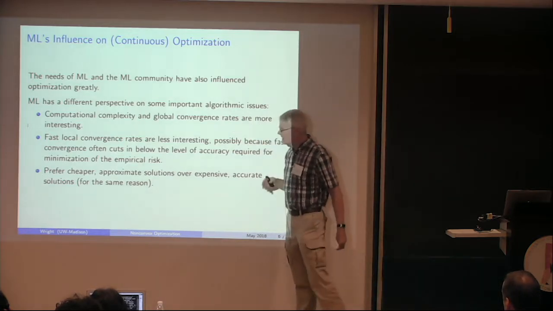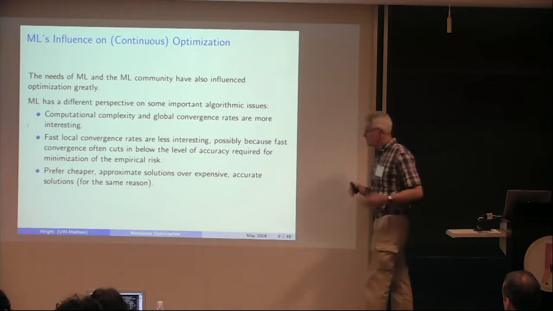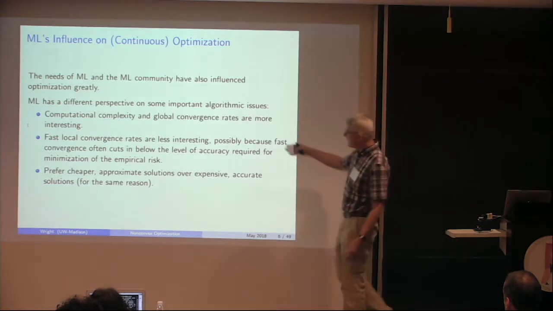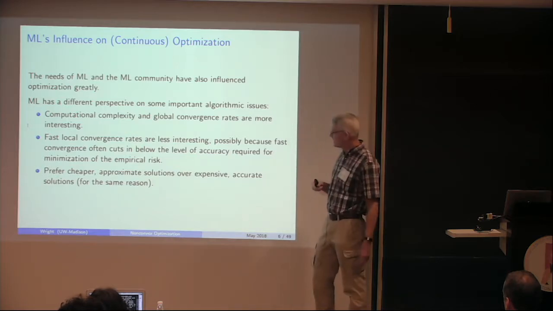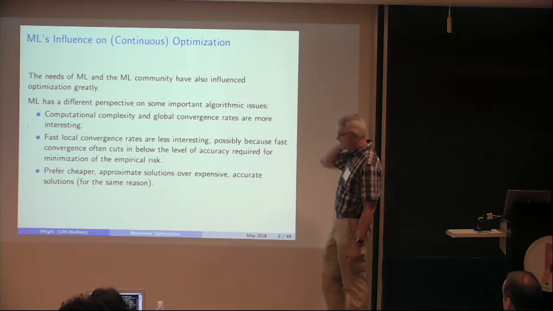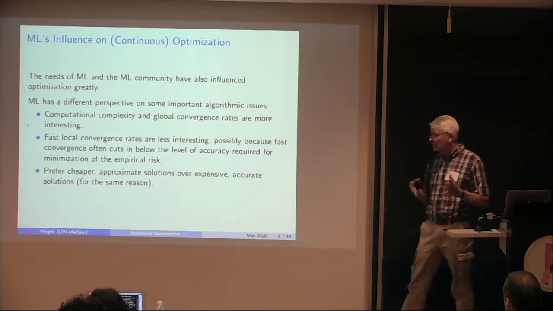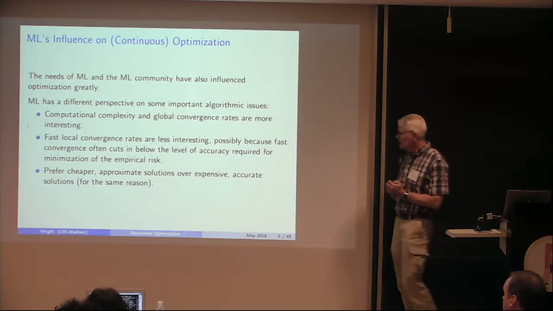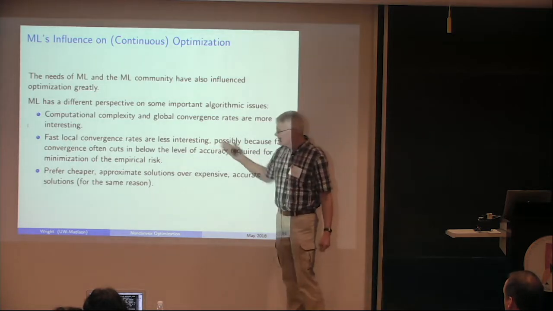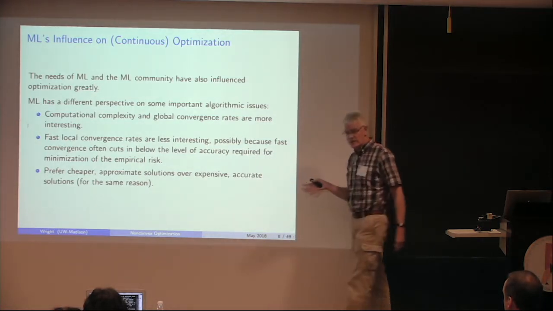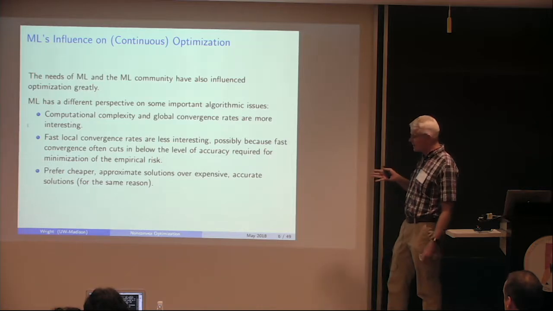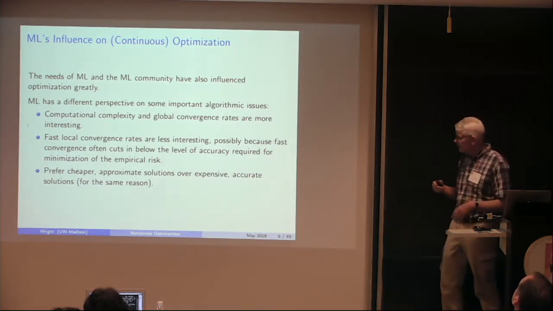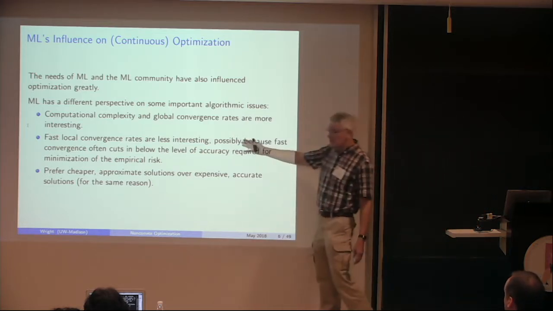Well, machine learning people care a lot about that. I think it's due in part to the fact that there's a strong strain of theoretical computer science involved, and obviously they care about such things. And so that's caused us to take another look at a lot of algorithms and to try to prove things about complexity. Another thing is that fast local convergence rates are less interesting to machine learning people. We cared about those a lot in optimization, that you get some sort of asymptotic superlinear rate, for example. Machine learning people are much less impressed with that.